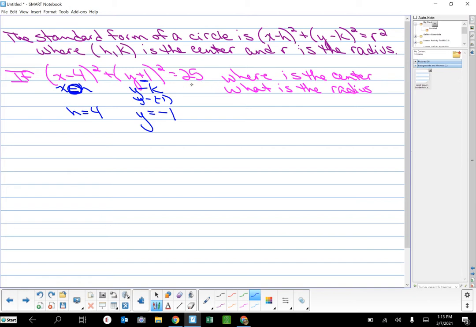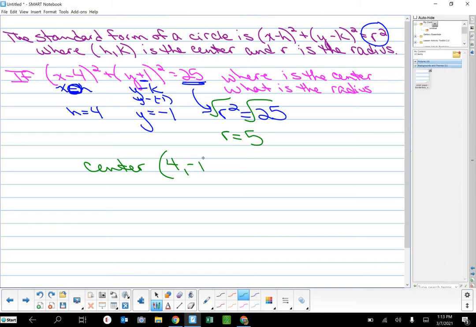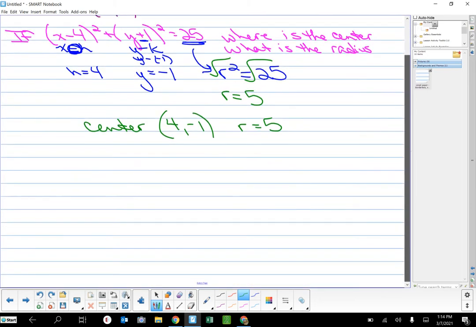Now, this is r squared, right? According to the formula, it's r squared. So you're going to take the root of both sides. So r equals 5. So we now know the center is the ordered pair (4, negative 1), and the radius equals 5. Let's talk about how to graph that thing. I'm going to go grab some graph paper.